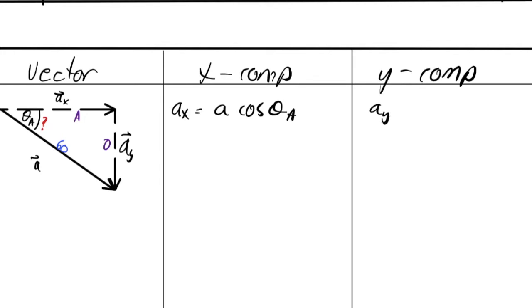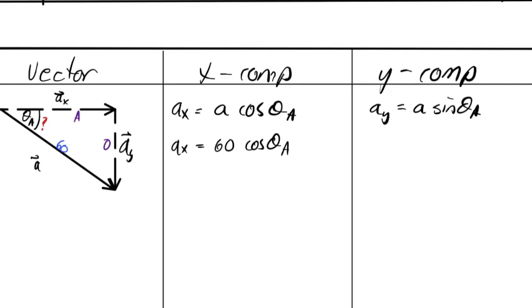Our AY is going to be equal to A sine of theta A. So what I'm going to do is some partial substitution, so kind of a hybrid algebra version. It's not fully algebraic because we're going to replace some of the letters with the values themselves. So AX is equal to 60 cos theta A, which is what we're trying to find.